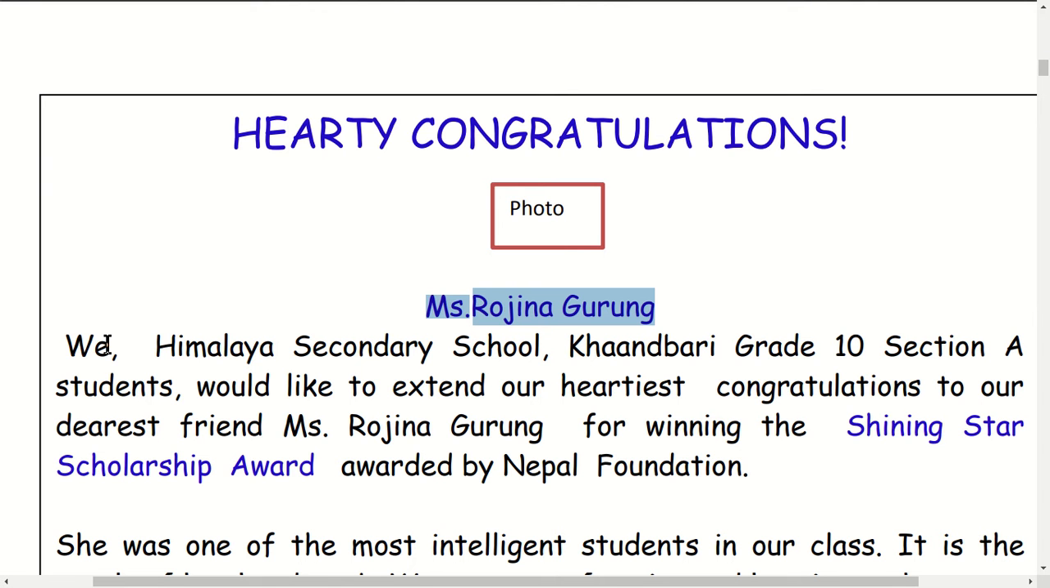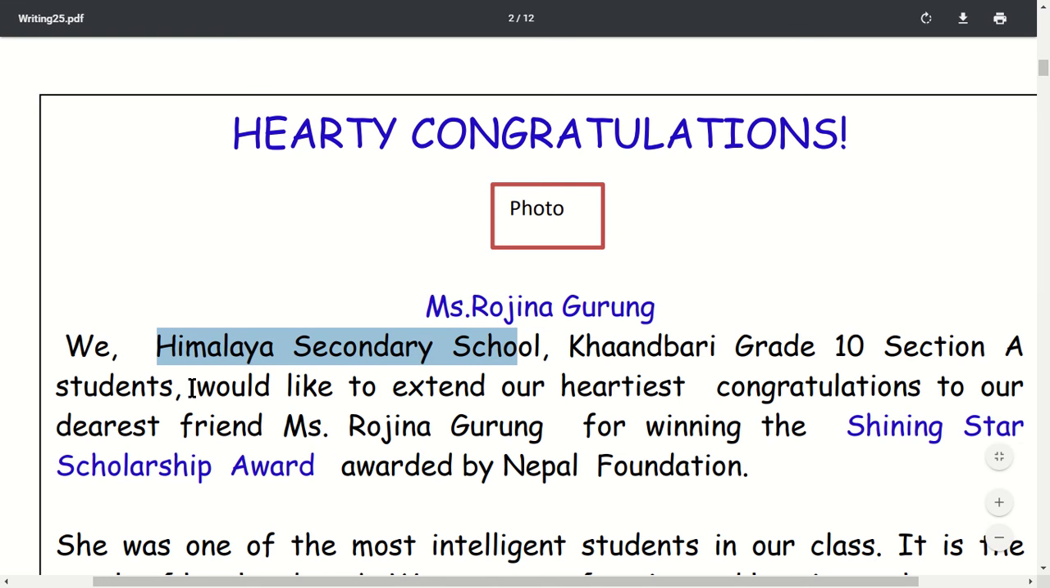Okay, we means who we. We means any one school, the name of the school you can write there. The school may not be given, so you can write any one school. We means you have to define who we. For example, this is imagination here. I have written here Himalaya Secondary School, Khatbari, grade 10, section A students. We are Himalaya Higher Secondary School, grade 10, section A students.